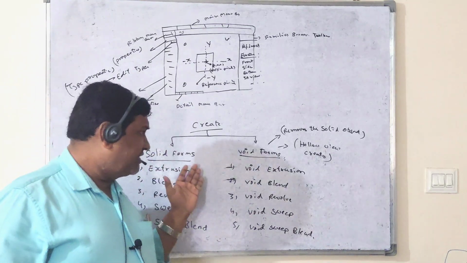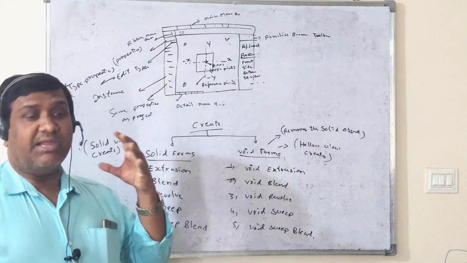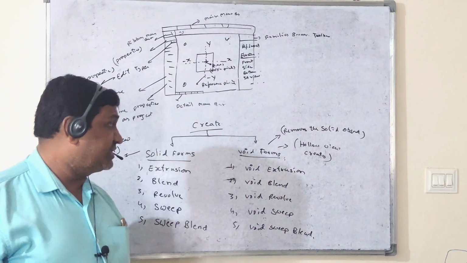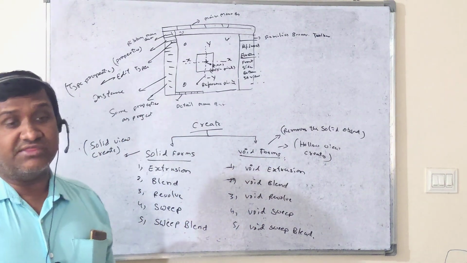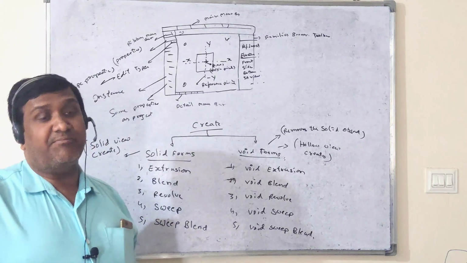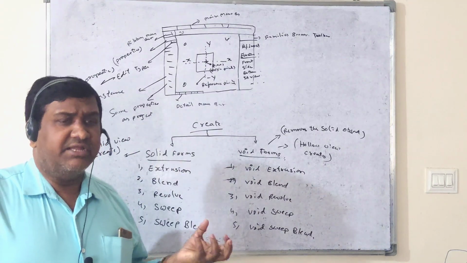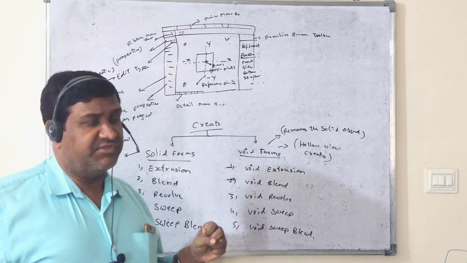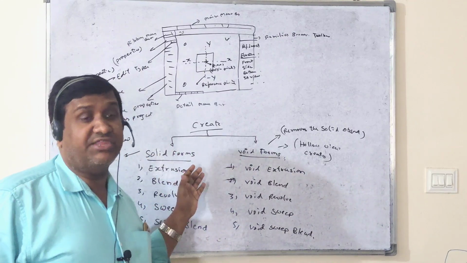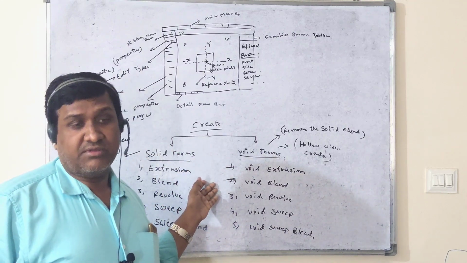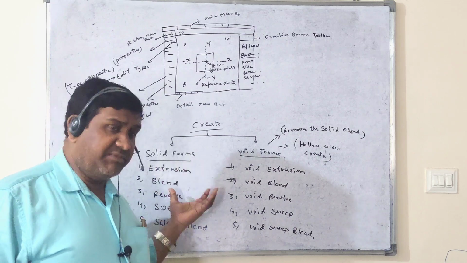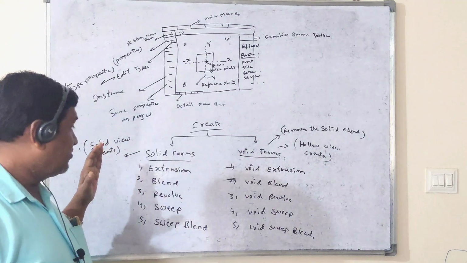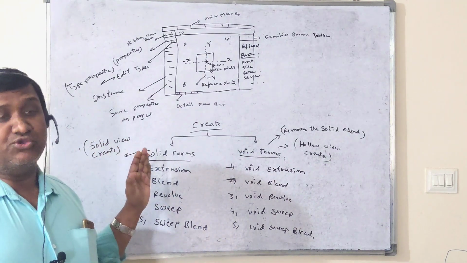So with the help of these solid and void forms, we can create n number of objects as per the specifications given by the company, the dimensional views or some specification views. Everything we can create with the help of these creation tools. It is very important, and you have to remember this tool forever.